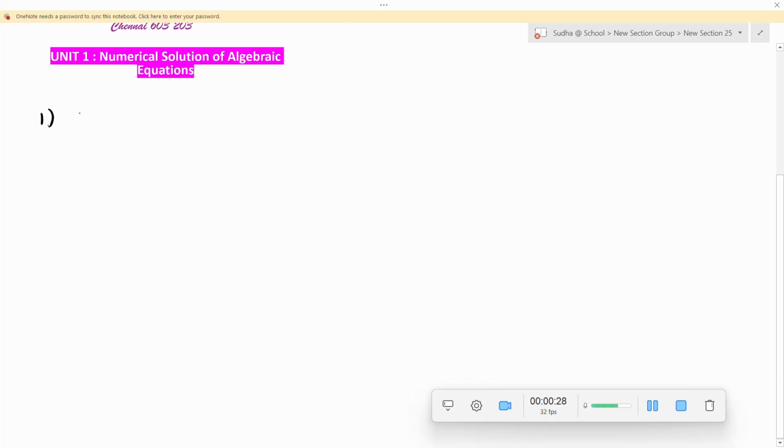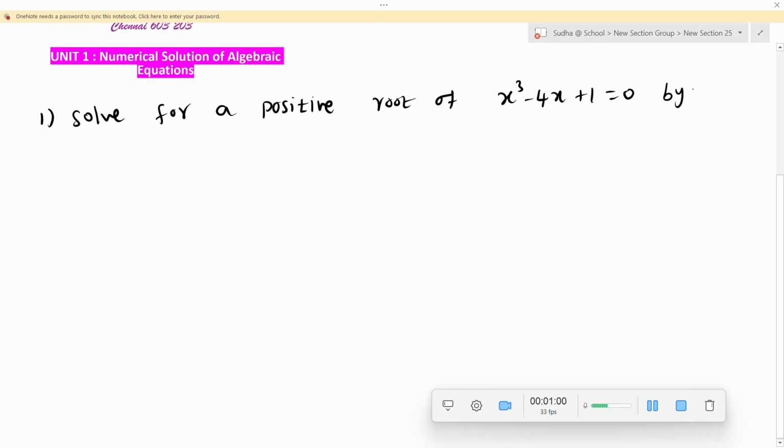Solve for a positive root of x cube minus 4x plus 1 equal to 0 by the method of Regula falsi method, or another name, the method of false position.